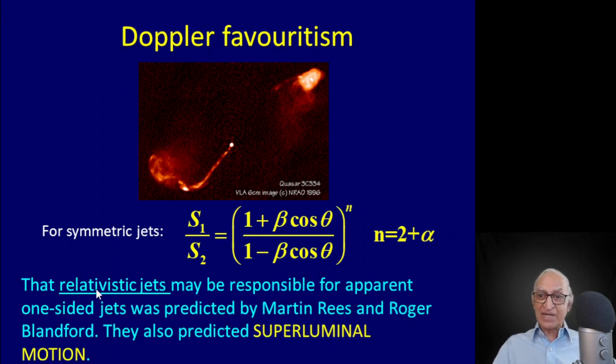This, in fact, was predicted by Martin Rees, now Lord Rees, and his former student Roger Blandford, now a most distinguished astrophysicist. They not only predicted that active galactic nuclei such as this will emit jets, they predicted that the jets will be relativistic and that one jet will be much brighter than the other. They also predicted the phenomenon of superluminal motion, meaning motions faster than the speed of light.